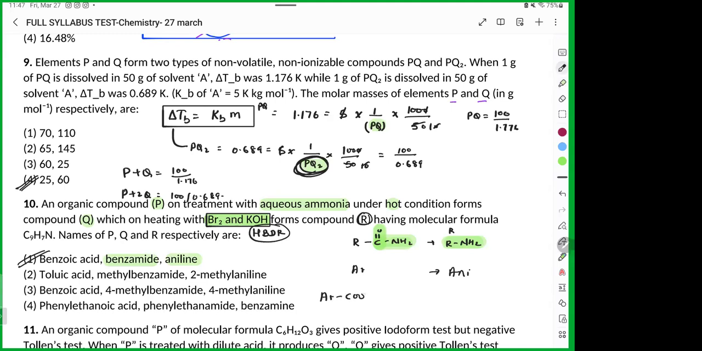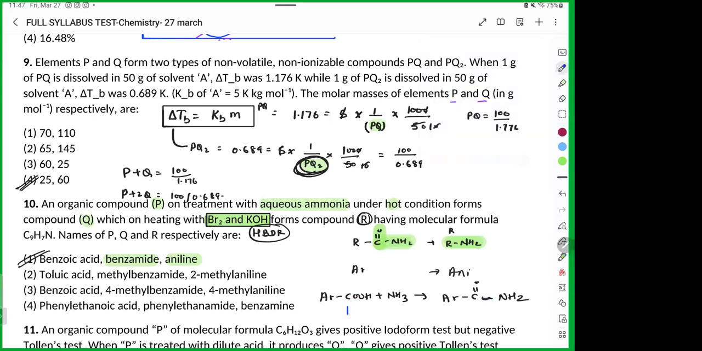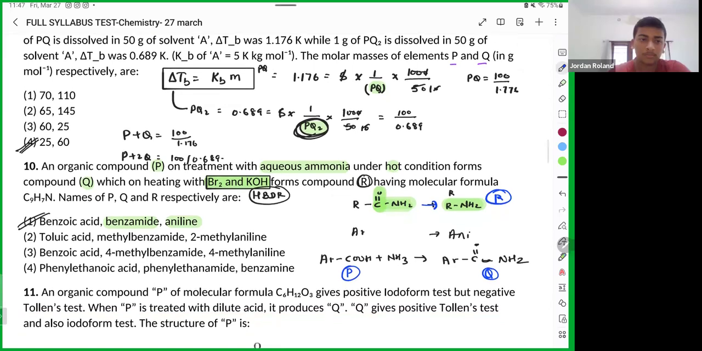When this benzoic acid reacts with ammonia, H2O will be removed, and you get the amide. Done, right? Was it really difficult? This is your P, this is your Q, and Q will produce R by Hoffmann bromamide degradation. The naming reaction is very popular. Only two reactions. Anybody have a question, guys? No, sir.